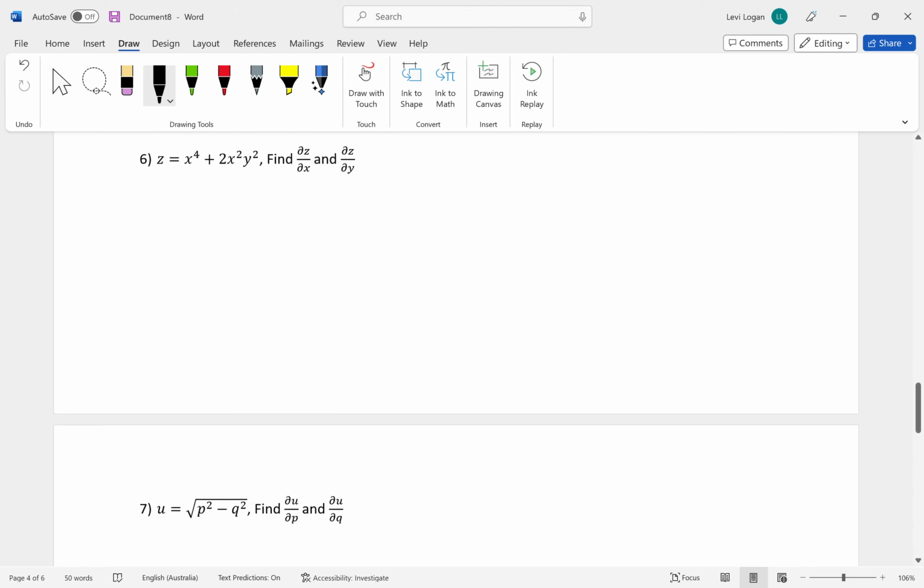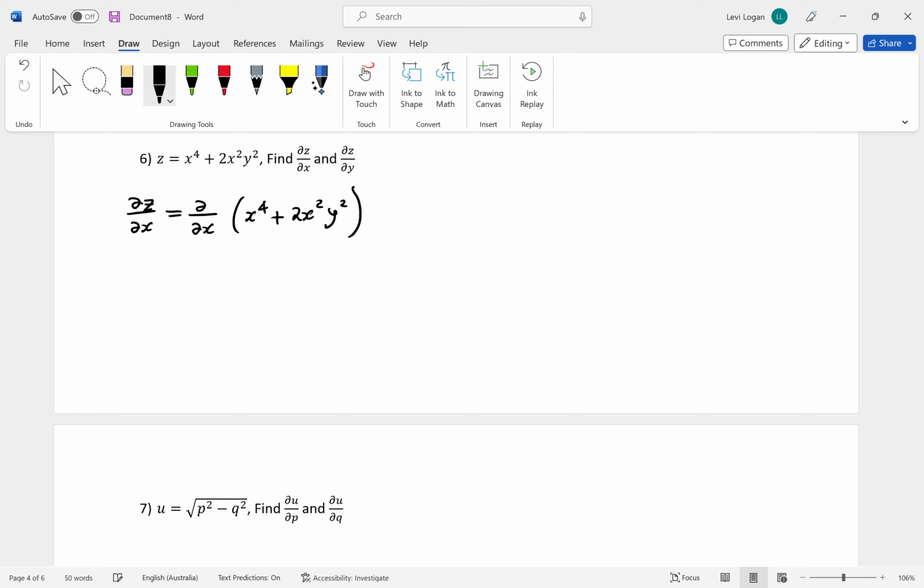Let's move on to the next one. Have a go at question 6. Alright, question 6. It's a bit bulky, but you can do it. Let's differentiate with respect to x. So delta z over delta x is differentiating this whole thing with respect to x. Finding the partial derivative with respect to x just means we ignore our y. We treat y as a constant.